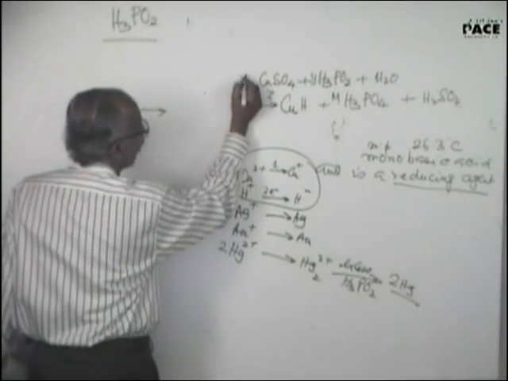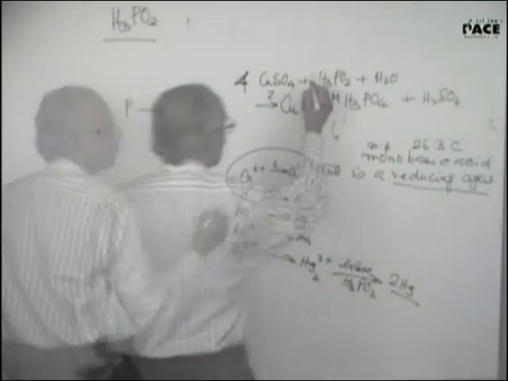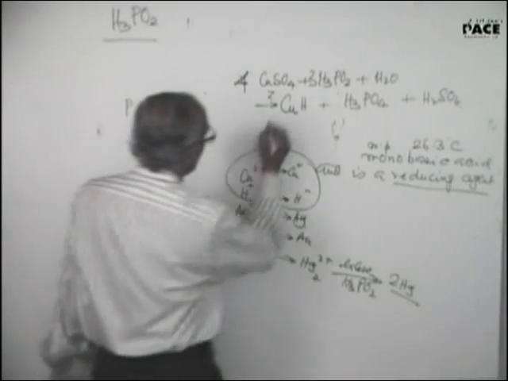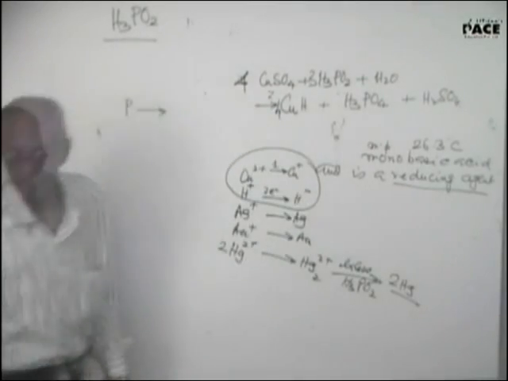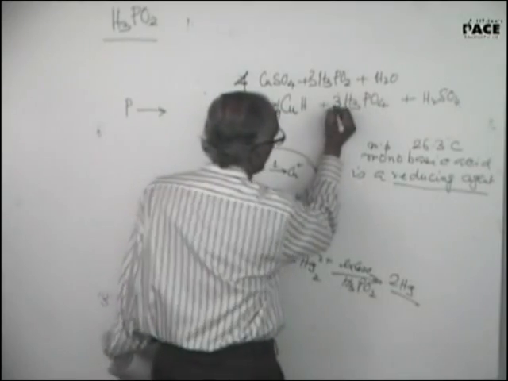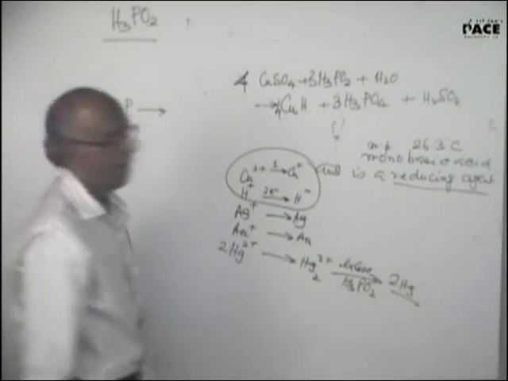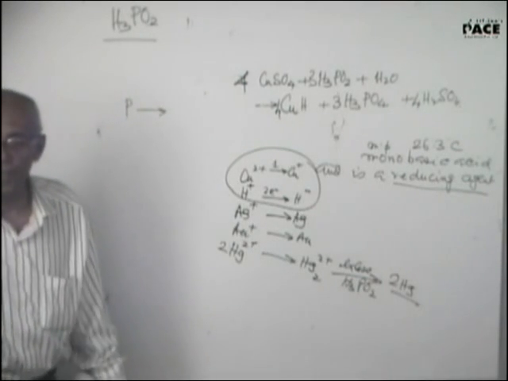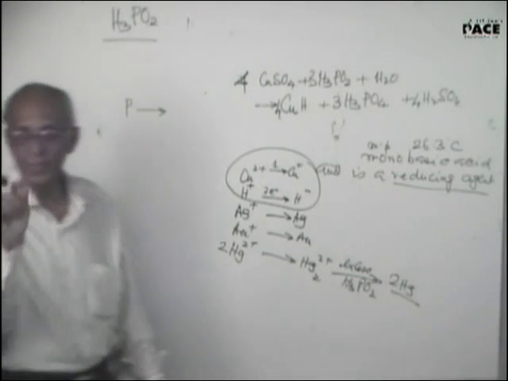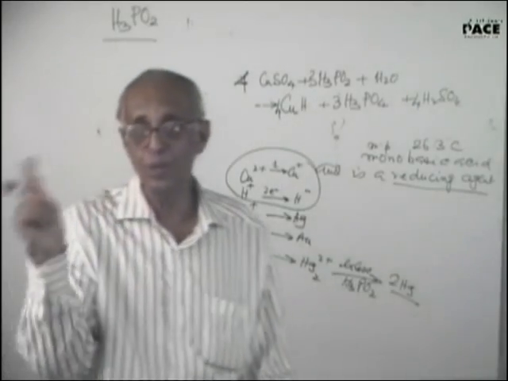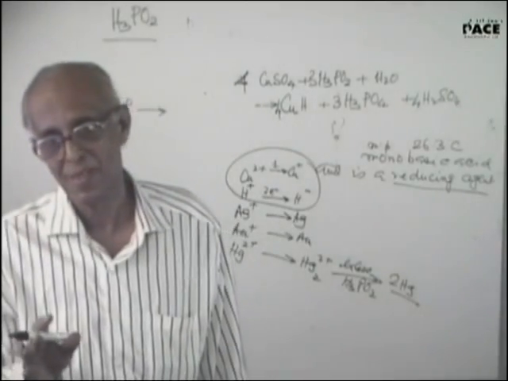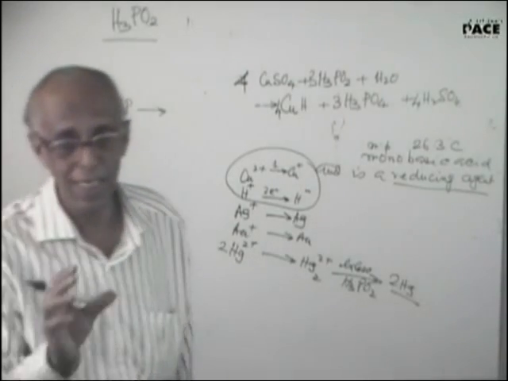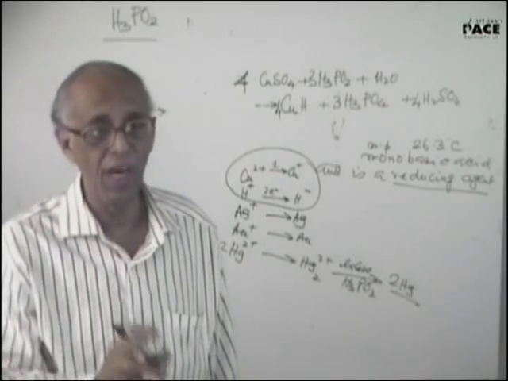So 4 moles of copper sulfate, 3 moles of H3PO2 will give me 4 moles of copper hydride, 3 moles of phosphoric acid, and 4 moles of sulfuric acid. That's all. The only trick is H plus is going to H minus, and that is a 2 electron change. So the total electron change is 3 and not 1 or 5.